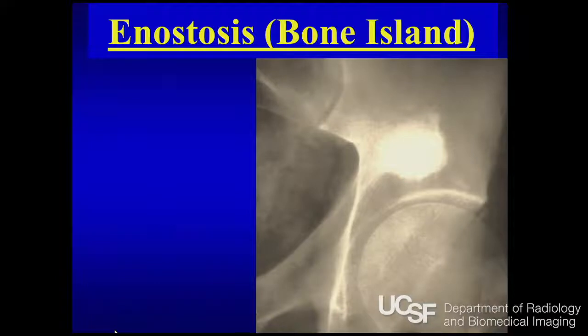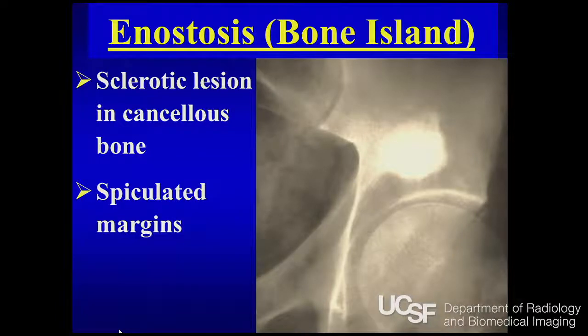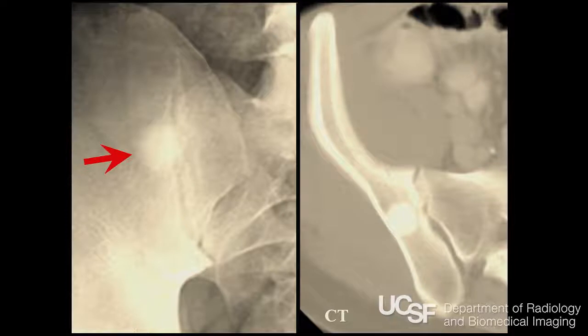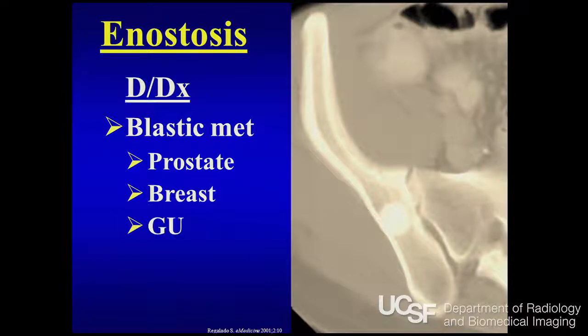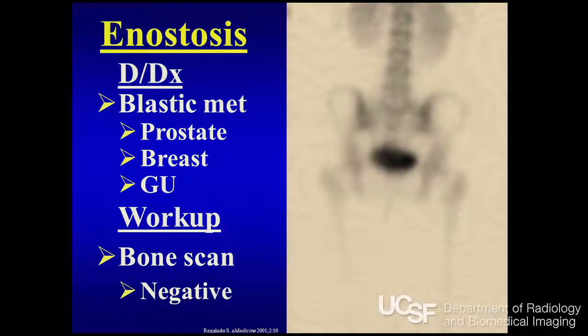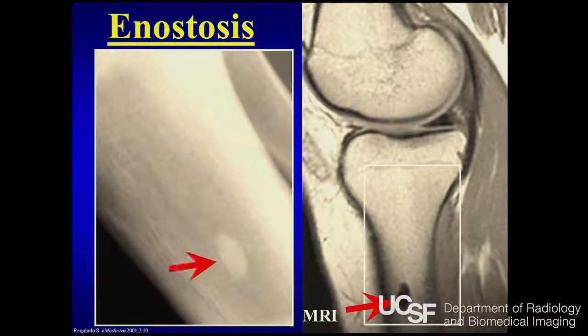Let's start with the benign enostosis or bone island, a sclerotic lesion in cancellous bone. It often has little spiculated margins and can get relatively big, sometimes called giant when greater than 2 cm. Now, we see these all the time on radiography and CT. Occasionally, the differential diagnosis may include a blastic metastasis if the patient has a known primary prostate, breast, or GU cancer. Workup may appropriately include nuclear medicine, such as bone scanning, in which case there is no substantial increased tracer accumulation. We also see these bone islands all the time on MR, of course, as foci of signal void.